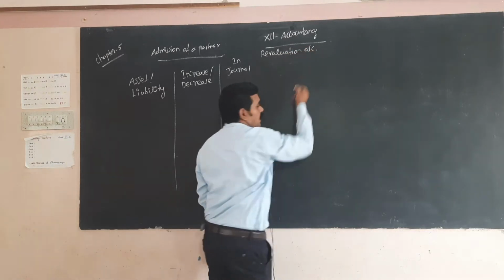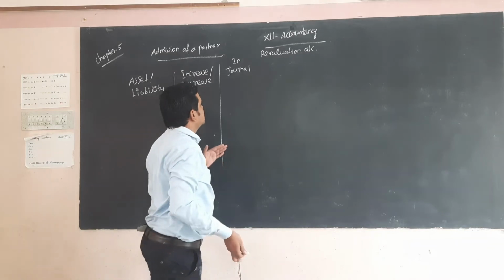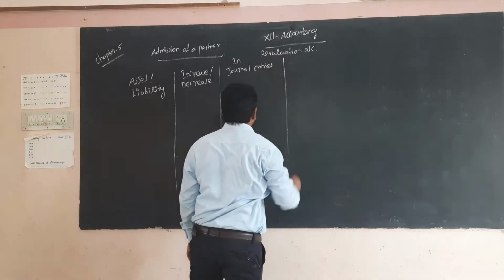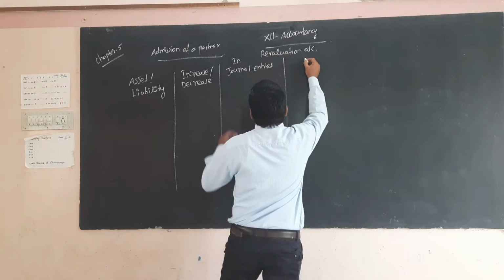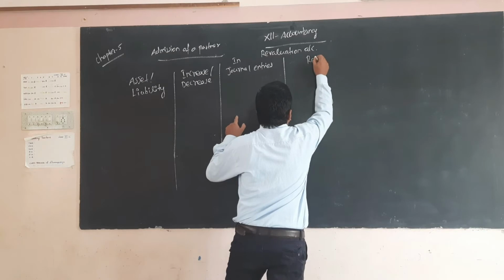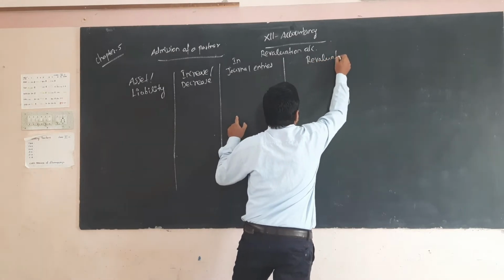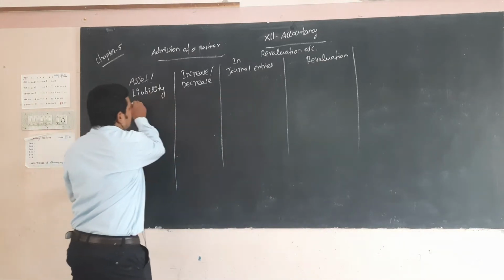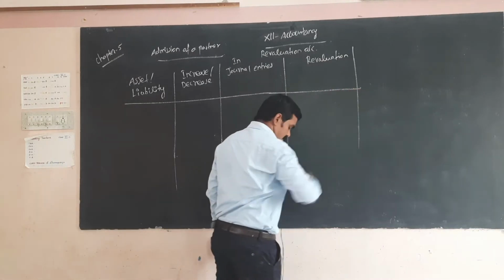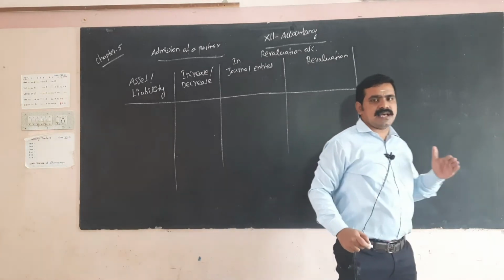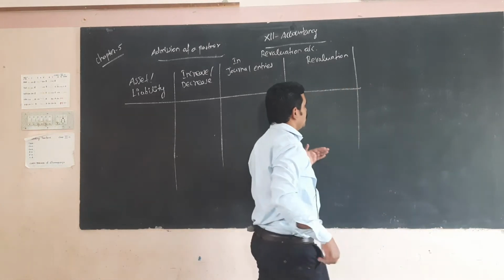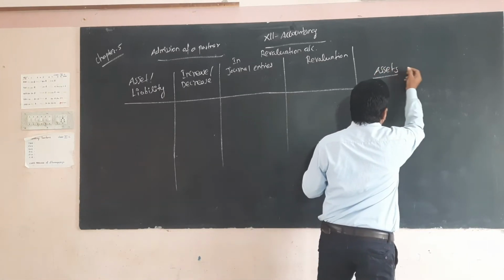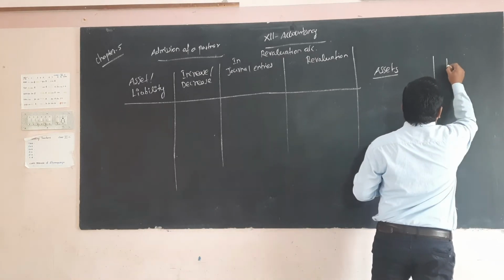How will you calculate the revaluation account in chapter 5? Journal entries. Then how will it appear in the revaluation account, that is the ledger. First, what are the assets and liabilities in the revaluation account? These are assets and liabilities.